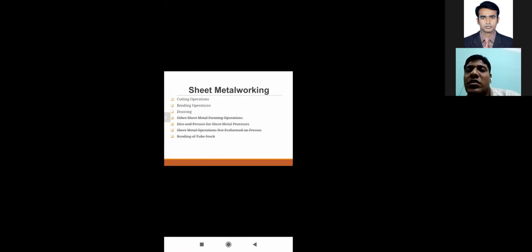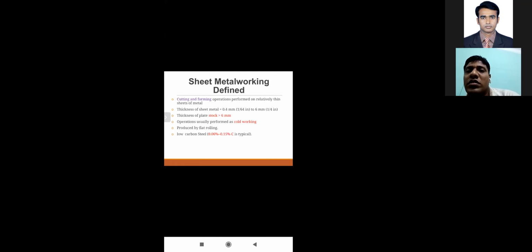There are seven topics, but only three are for me: cutting operation, bending operation, and drawing. In sheet metal, the definition of sheet metal working is cutting and forming operation. Generally, sheet metal is 0.4 mm to 6 mm in thickness. The operation is usually performed in cold working. For low carbon steel, the carbon content is 0.06 to 0.15%.